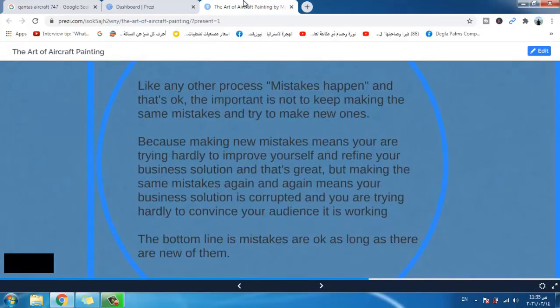Okay, so like any other process, mistakes happen. And that's okay. The important thing is not to keep making the same mistake, but to try to make new ones. Because making new mistakes means you are trying hard to improve yourself and refine your business solution, and that's great. But making the same mistakes again and again means your business solution is corrupted and you are trying hard to convince your audience it's working. The bottom line is mistakes are okay as long as they are new ones.